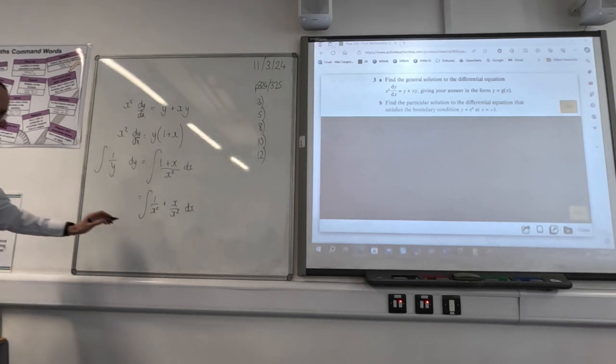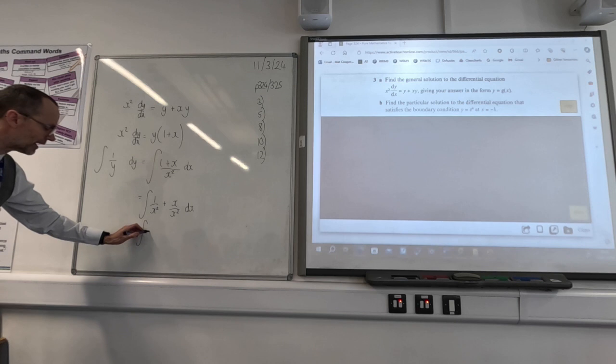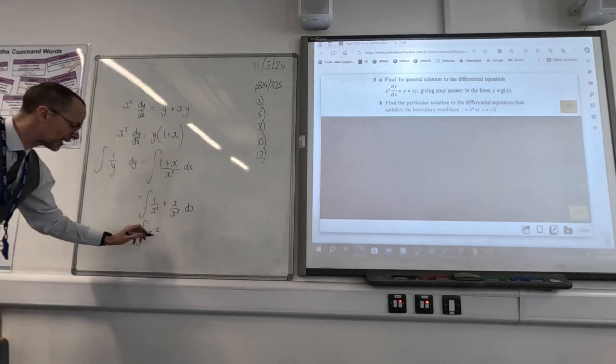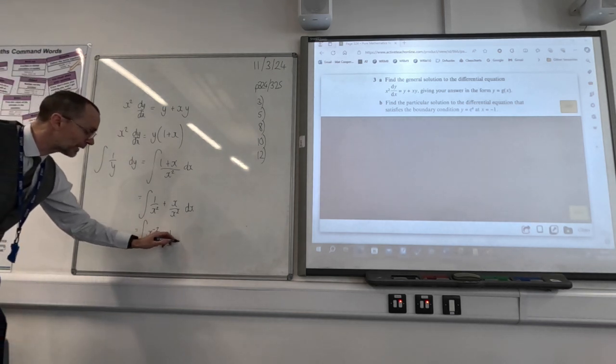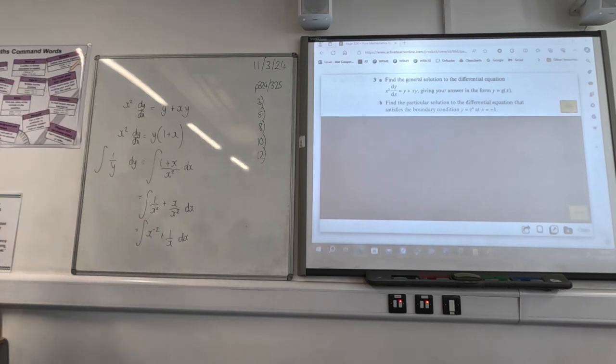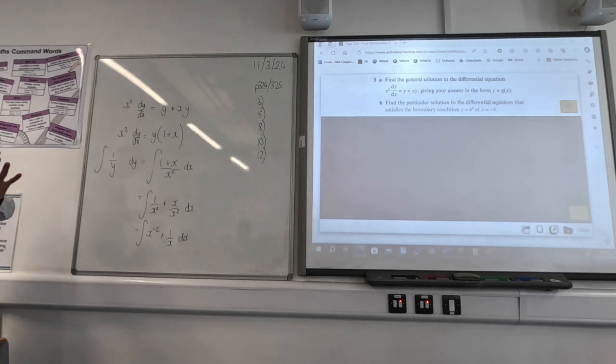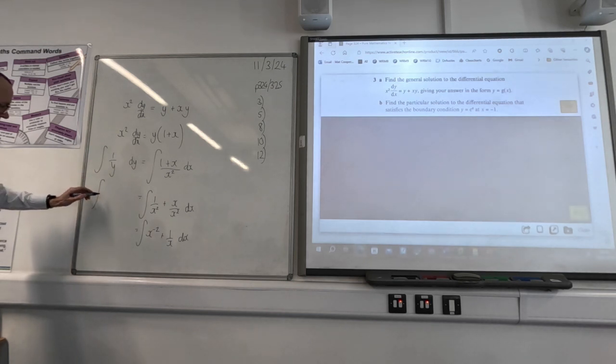One over x squared, in order to integrate that, I have to write it as x to the power of minus 2 and just do my normal increase the power by 1, divide by the new power. This cancels out to 1 over x, which becomes a log. 1 over x becomes ln of x. So just see if you can write down what you get. It's not pretty. I'm not pretending otherwise.